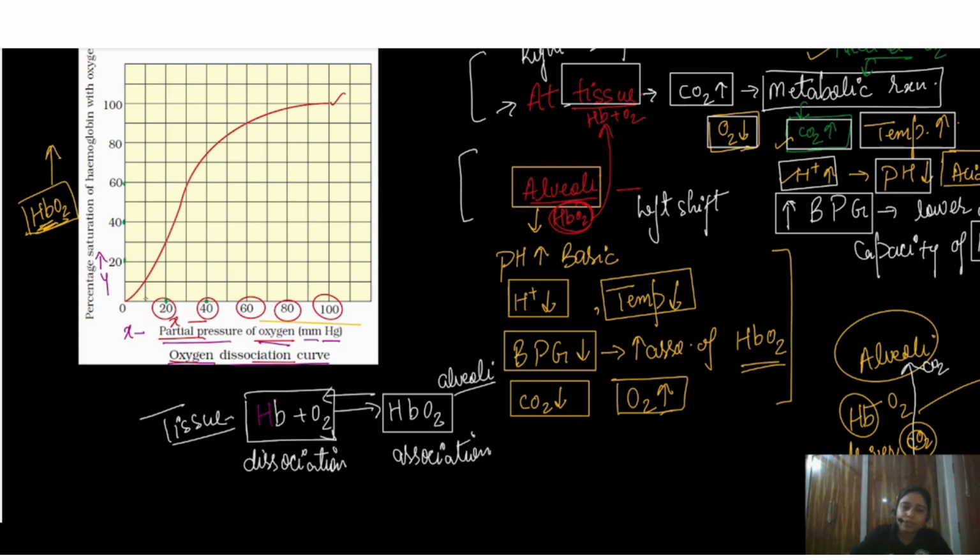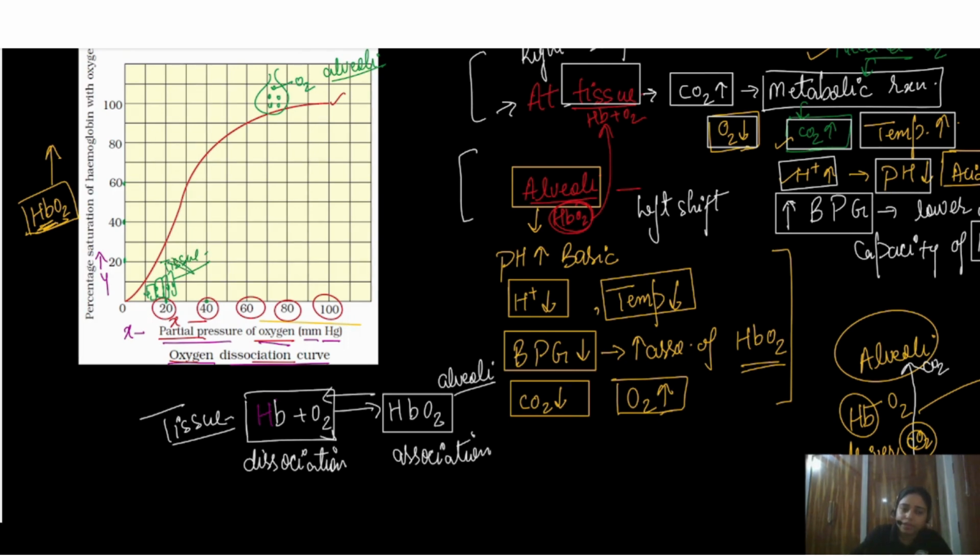First of all, what is happening at the tissue level? This line is indicating the tissues, right? These are the tissues. And the line above is indicating the alveoli. Here the oxygen percentage is present. As it is increasing, it would be the alveoli; as it is decreasing, it indicates the tissues. So let's see on what factors it is going to associate and dissociate.